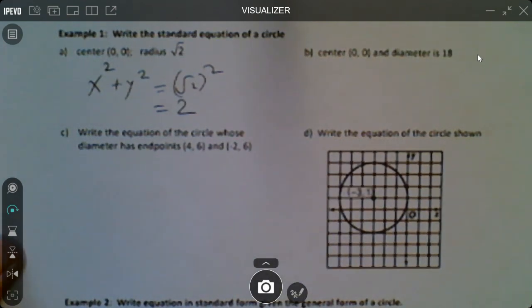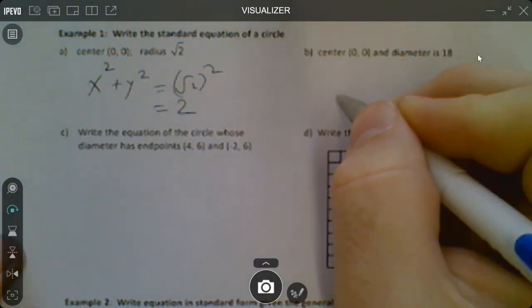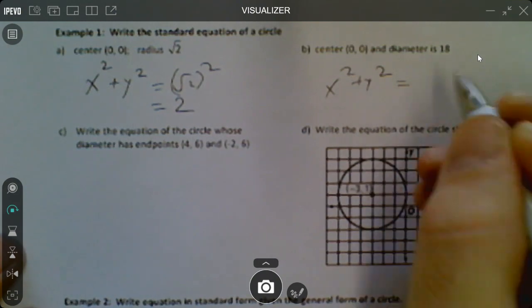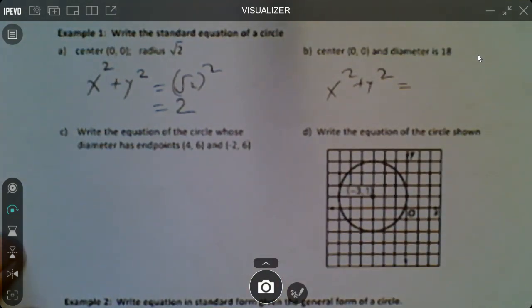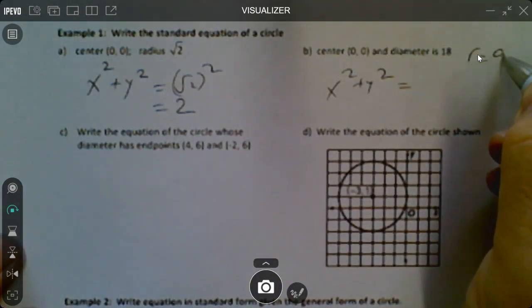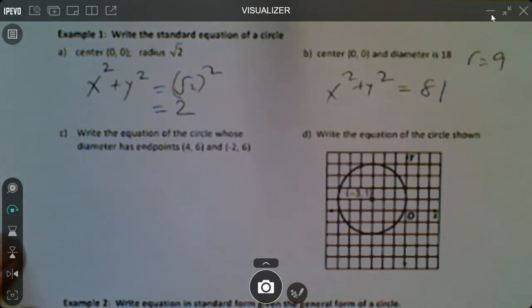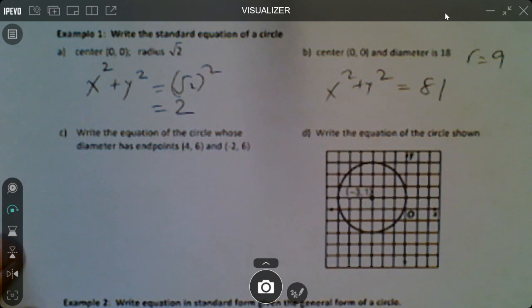And you can see the same kind of thing happening for b. If you want, you could pause the video, try to get this one on your own, and then unpause when you're ready. Since we are centered at 0, 0, I'm just going to jump right into the x squared plus y squared. And then I just have to do a little bit of interpretation here. The diameter is 18, which means the radius, of course, is 9. 9 squared is 81. So that would be the equation of that circle.